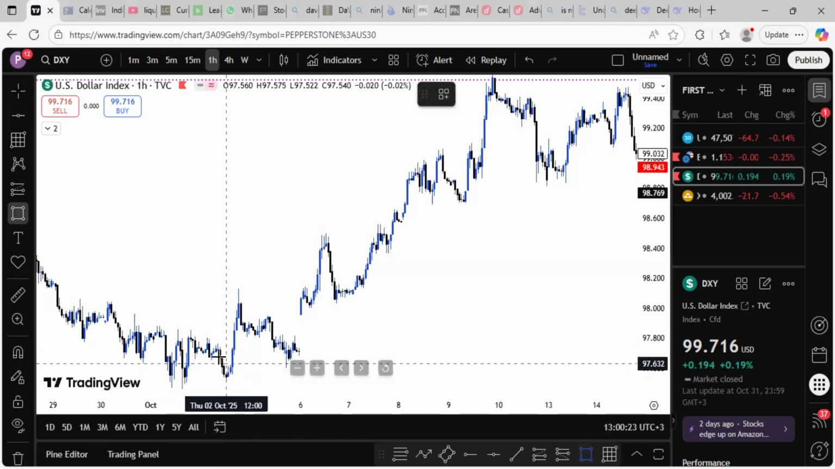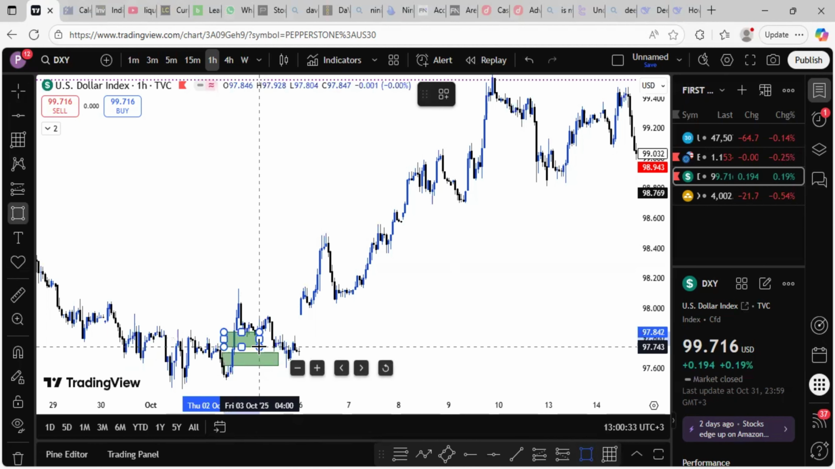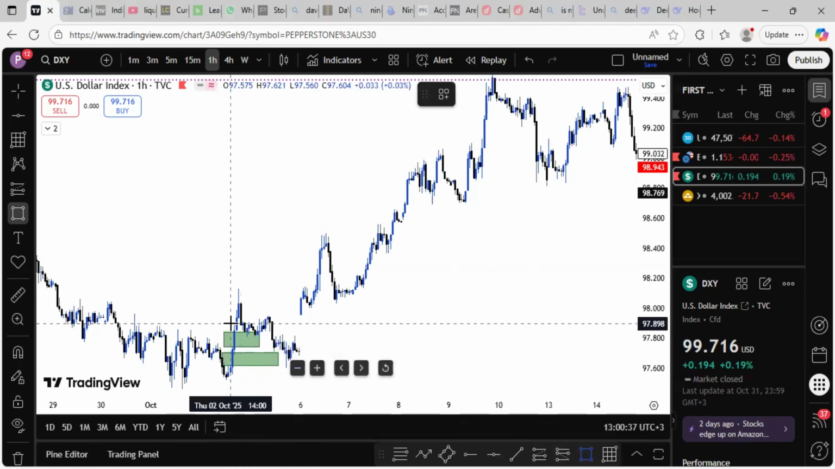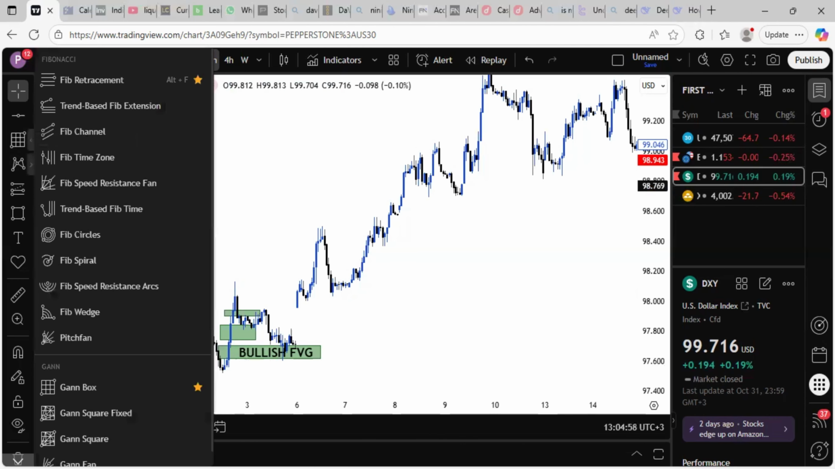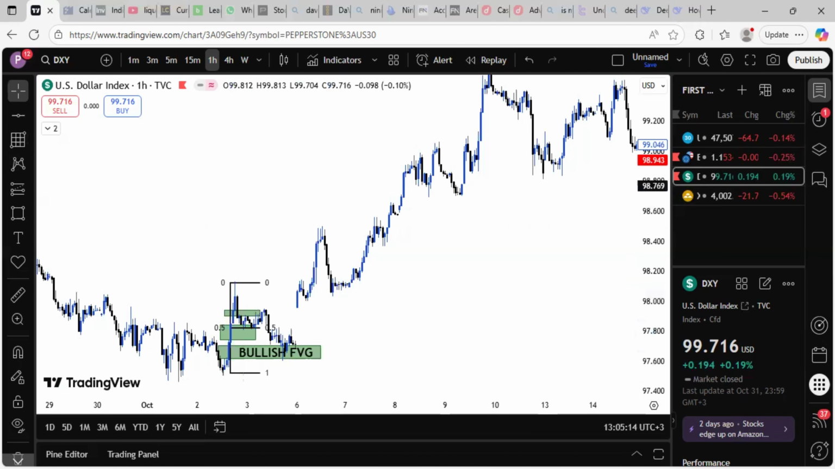Okay, so what we're going to do is mark the fair value gap. You can see we have multiple fair value gaps. So I will share one secret with you, because some of you will be asking, there are a lot of fair value gaps, so which one do I focus on? In that case, you come to the tool section, click on the Fib box, and track it down to where the move started.